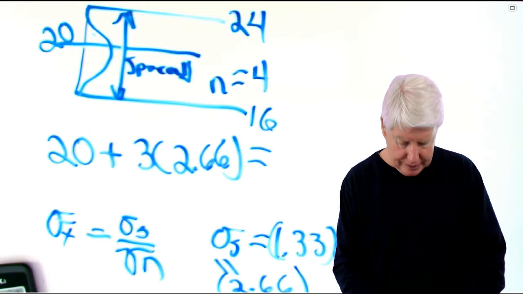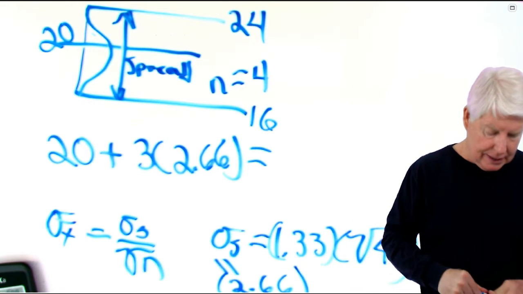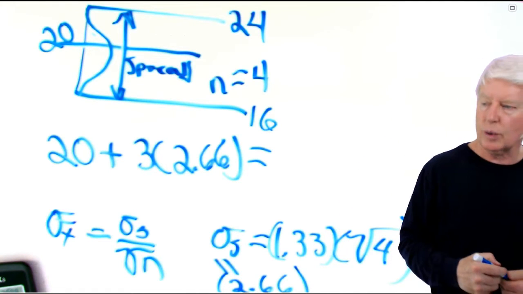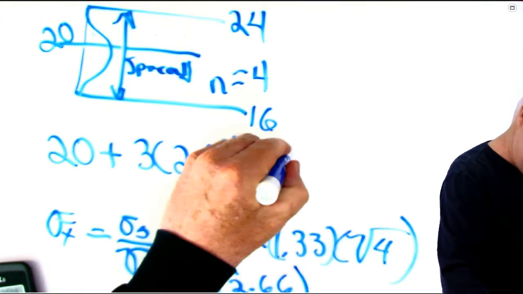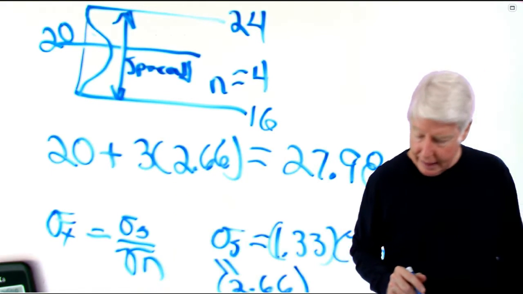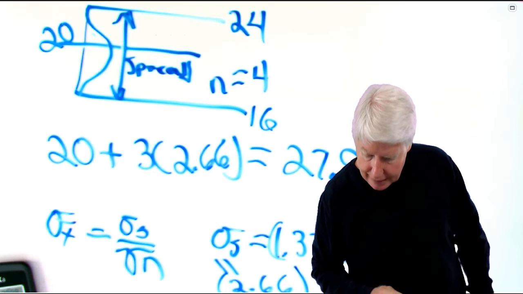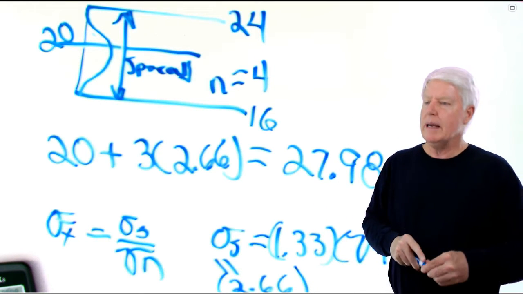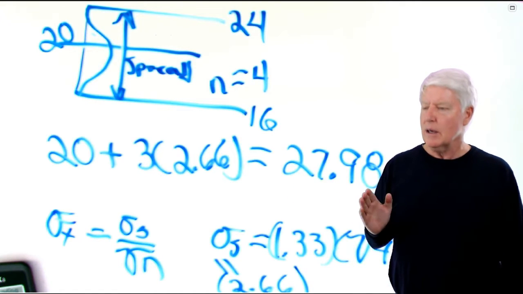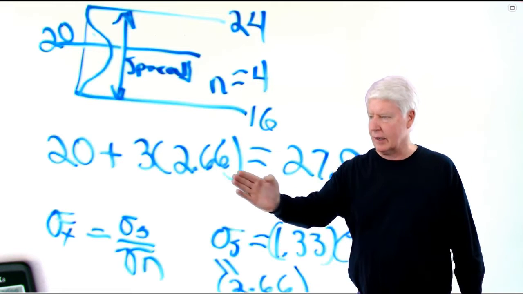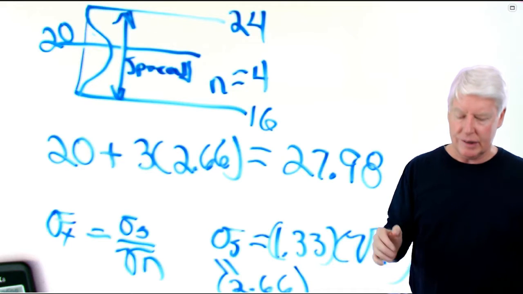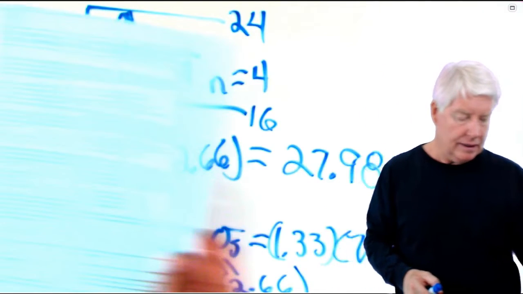3 times 2.66 is 7.98 plus 20 is 27.98. Or they may just call it 28. Let me see what they did here. Yeah, and that's all we need to do because the answers have a 28 and only one time for the upper control limit. We could do the lower control limit; we'd just minus 3 times 2.66. But this is all we need. The answer, I'll show you that now, is 28.